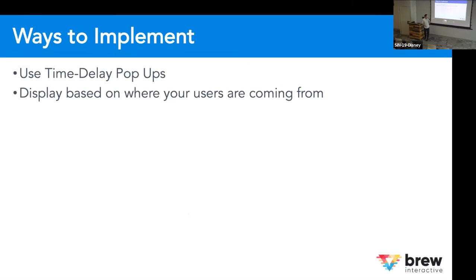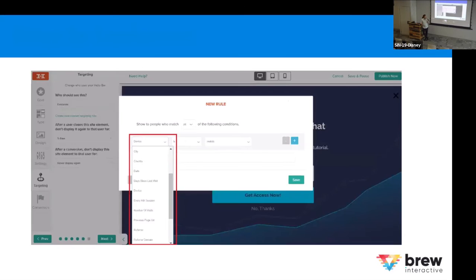Next is to display based on where your users are coming from. That also depends on the market that you're in, the business model that you're running. With certain tools, you can have the pop-ups display based on the device or where they are coming from. This pretty much works most of the time for countries. If you're targeting multiple countries, then you obviously want to have a pop-up that says, if you're from Singapore, you can say hi.